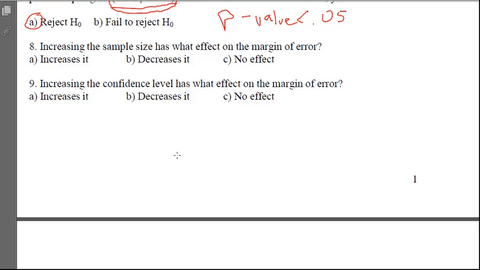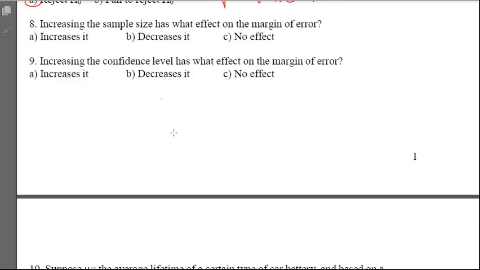All right, I'm back and we're going to continue on problem 8. This is test 2B. We're going to finish up on page 1. And it says increasing the sample size has what effect on the margin of error?